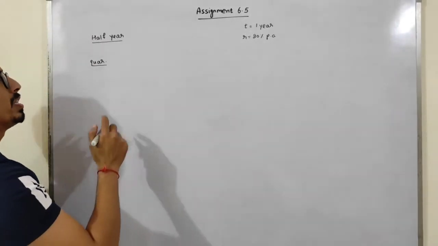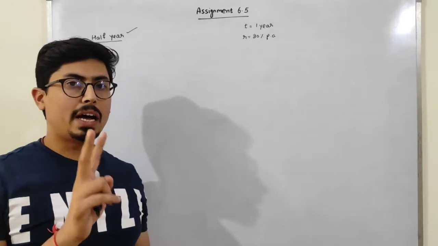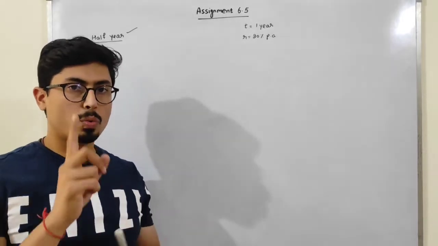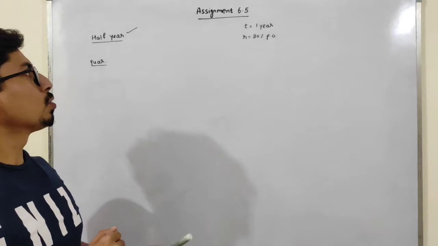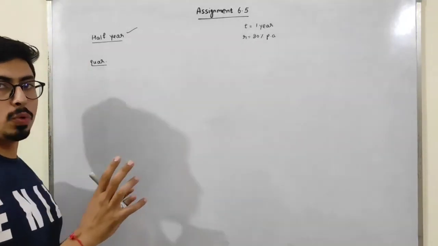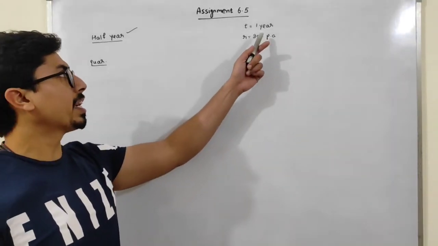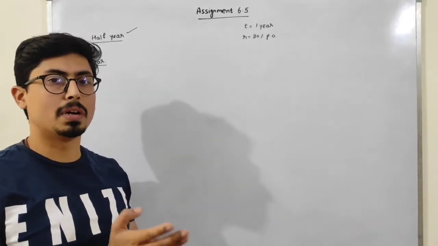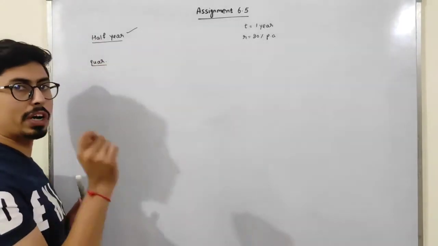Now students, I am taking interest half yearly. Half year means that I am taking interest after every 6 months. That means in one complete year I am taking interest 2 times. So I am breaking this rate of 20% per annum into 2 parts, and instead of taking interest after 1 year, I am taking it after every 6 months.